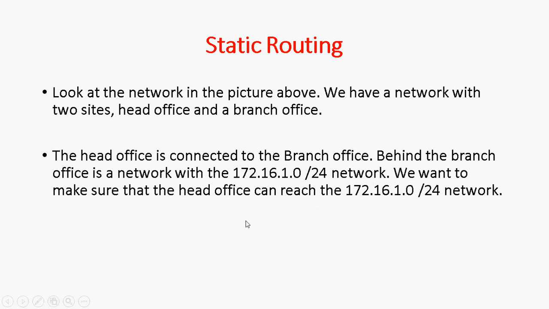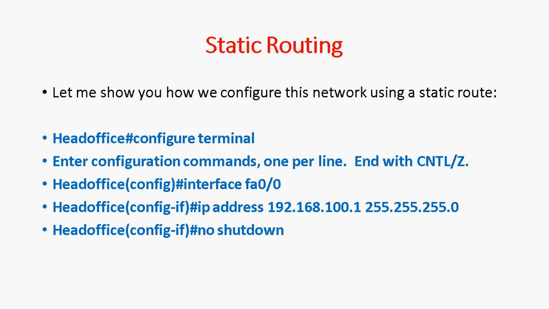So here, the head office has to reach the branch office LAN network. How can the head office reach the branch office LAN network? We can configure that through a static route. But before configuring the static route, I have to do the basic configuration.